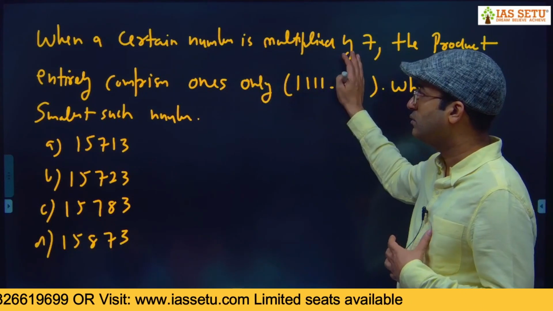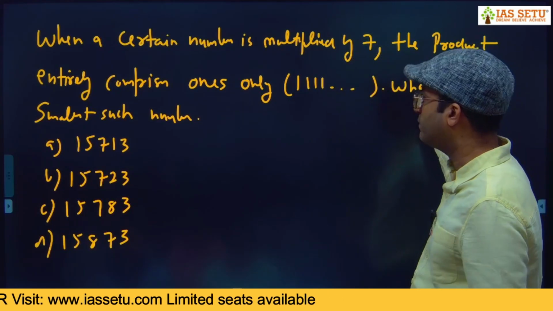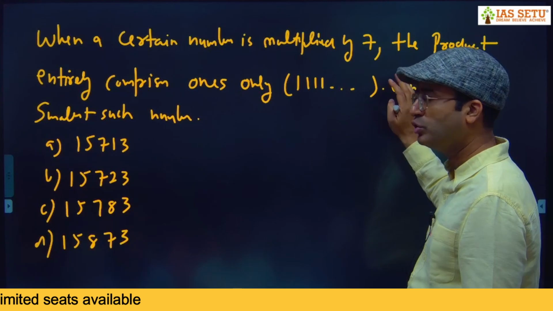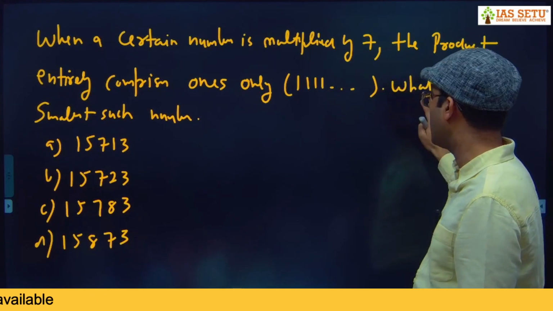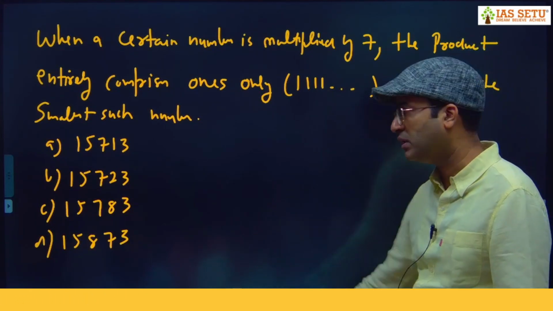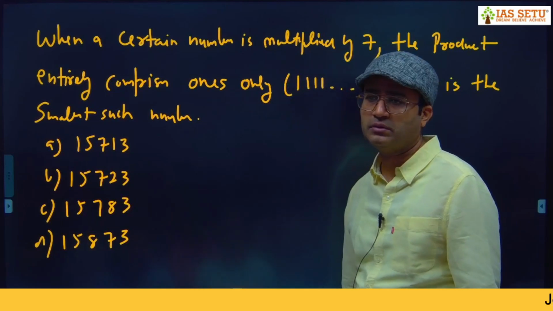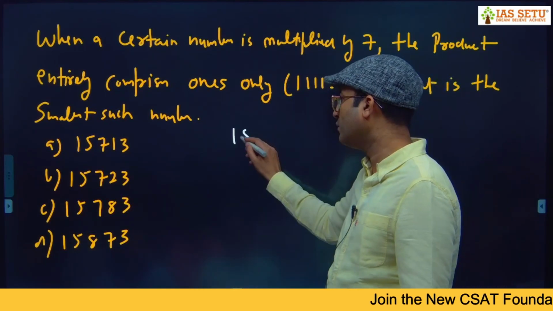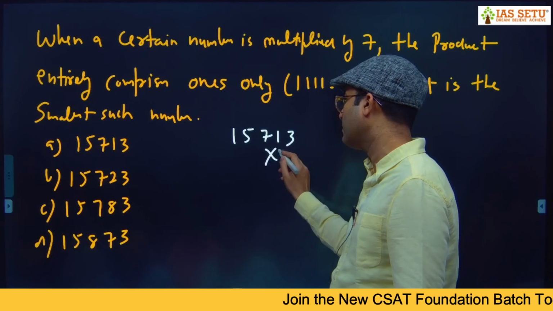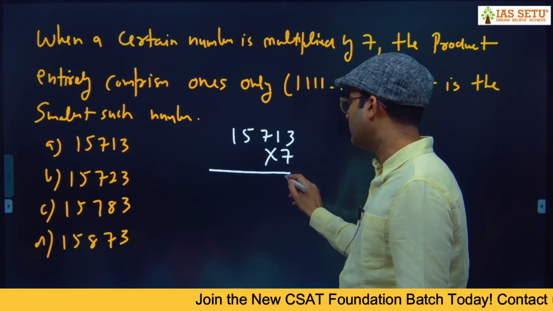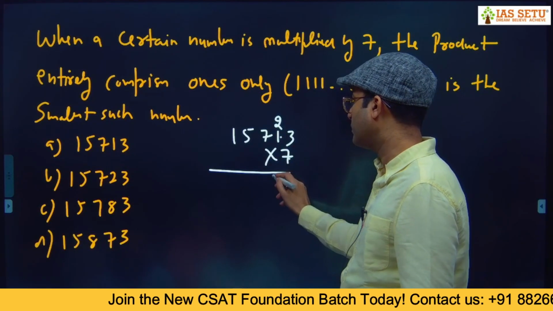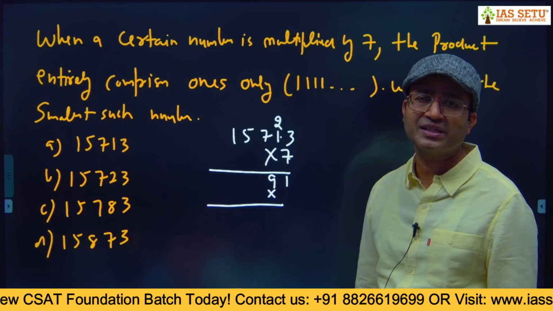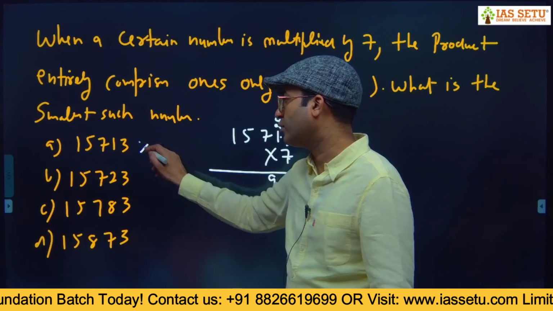It is asked, when a certain number is multiplied by 7, the product entirely comprises ones only. तो जो product आएगा उसमें सिर्फ 1, 1, 1 आना चाहिए. What is the smallest such number? Answer options are available. Try. I try the first answer option, 15713. I multiply by 7. 7 3s are 21. 2. 7 plus 2. Over. There is no scope for any digit other than 1. So answer option A is wrong.